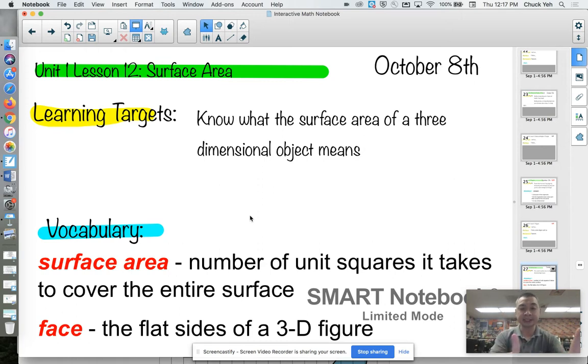And there's always six sides, six faces on the 3D figure, right? The top, the bottom, the front, the back, the left, and the right side. Okay? And then you can go to the lesson 12 student task statement. And then I'm going to show a video.